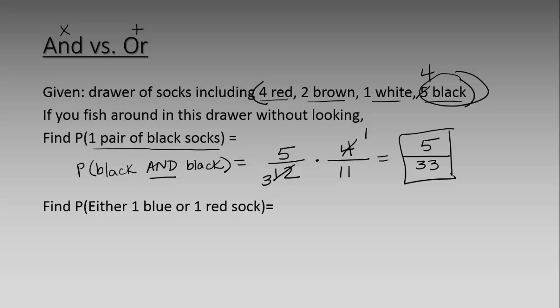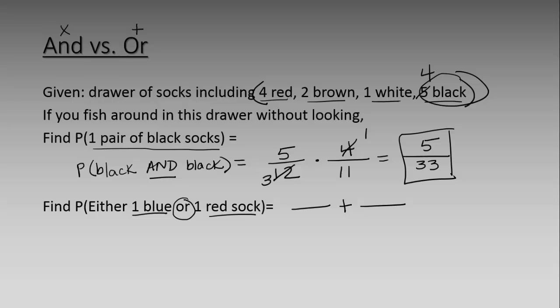Now what would an or problem look like? It's different. Let's see. Find the probability of pulling out either a blue sock or a red sock. Either of those is a winner, and the total number of socks I am pulling out is only 1 sock. I'm not pulling out a pair this time. This is an or problem. So I'm going to find the probability of blue, and then I'm going to find the probability of red, and I'm going to add those 2 probabilities together. That's the difference with or.